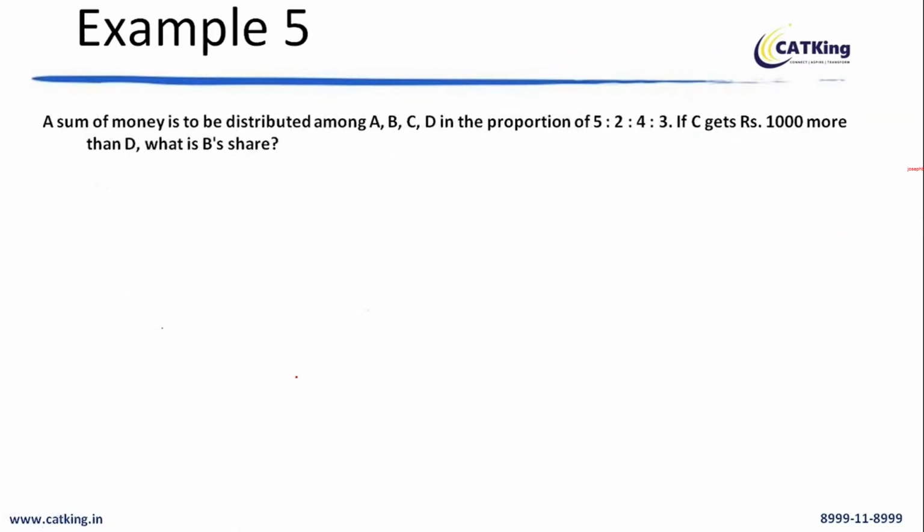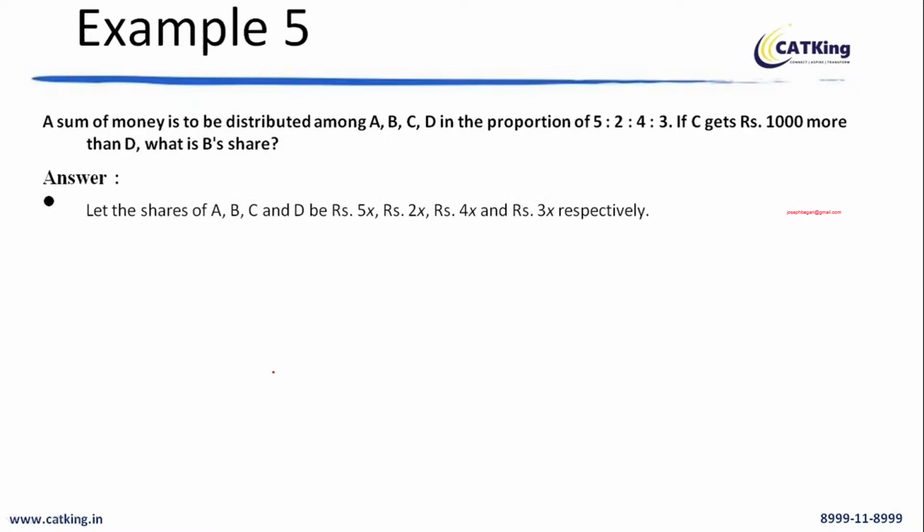So I want you guys to pause this video and try to solve this question on your own. Alright, so a sum of money is to be distributed among A, B, C, D in the proportion 5 is to 2 is to 4 is to 3. If C gets 1000 rupees more than D, then what is the share of B? Okay, it's a pretty simple question. Let's try to solve this.